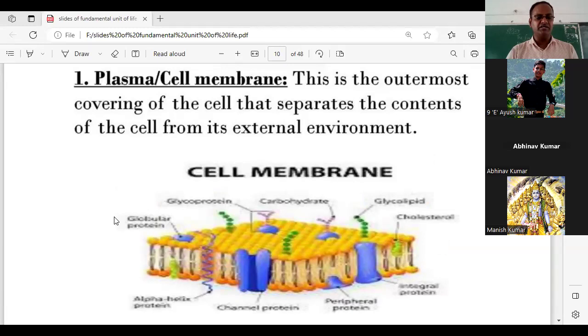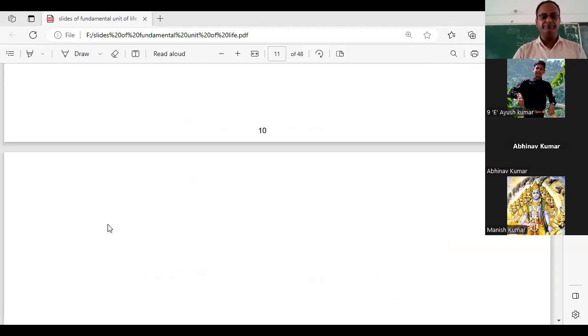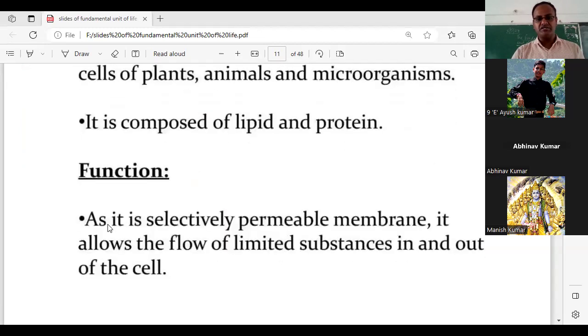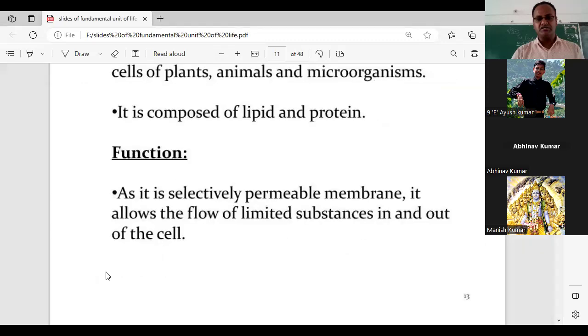So the plasma membrane is an organelle which definitely separates the cell from its surroundings. It acts as a boundary. It is composed of, as I already told you, lipid and protein. And the most important thing is that plasma membrane is now called a selectively permeable membrane.